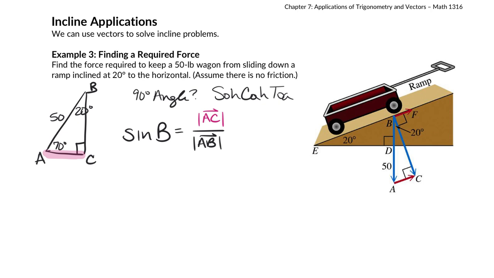So let's fill in what we know. We know that big B is 20 degrees. We don't know the magnitude of AC, that's what we're literally looking for. But the magnitude of AB, you guys told me, is 50. How do you solve this?